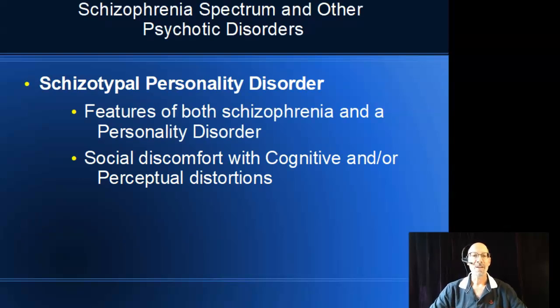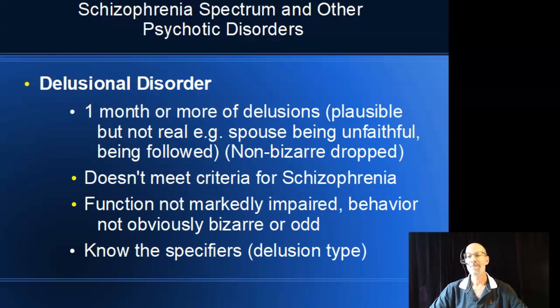So one by one, we've got schizotypal personality disorder. This has features of both schizophrenia and a personality disorder. Social discomfort with cognitive and/or perceptual distortions is kind of the hallmark of schizotypal personality disorder. Delusional disorder, also known as Mr. Horn's disorder: 1 month or more, pay attention to durations of delusions, plausible but not real. For example, you believe your spouse is being unfaithful or you're being followed. Used to say non-bizarre, that's been dropped. They can be bizarre.